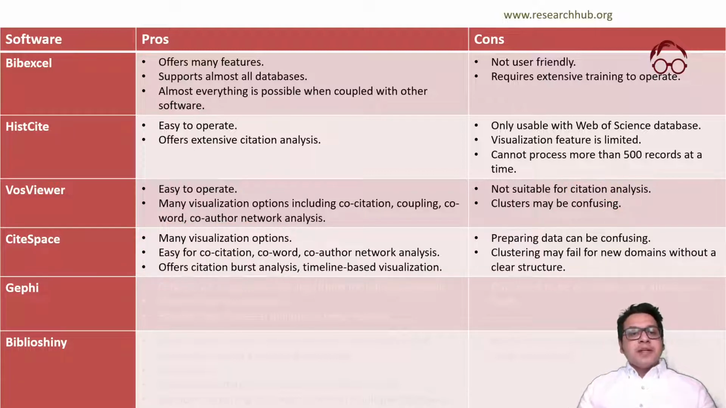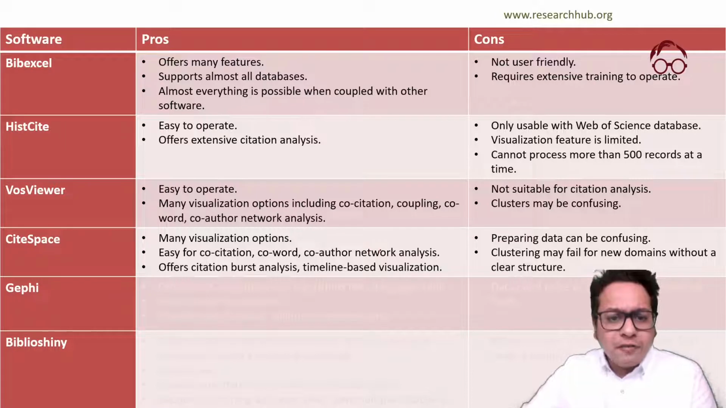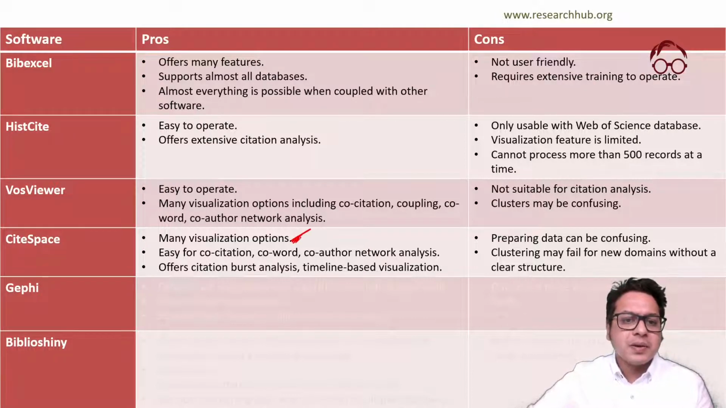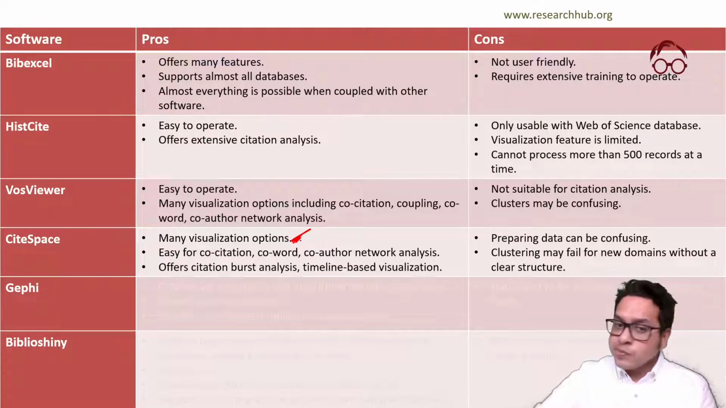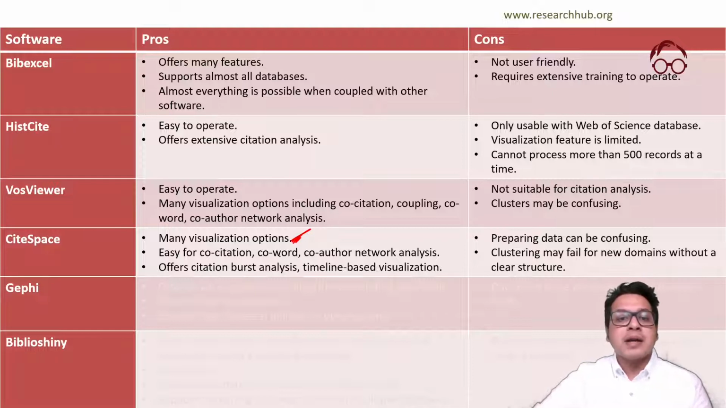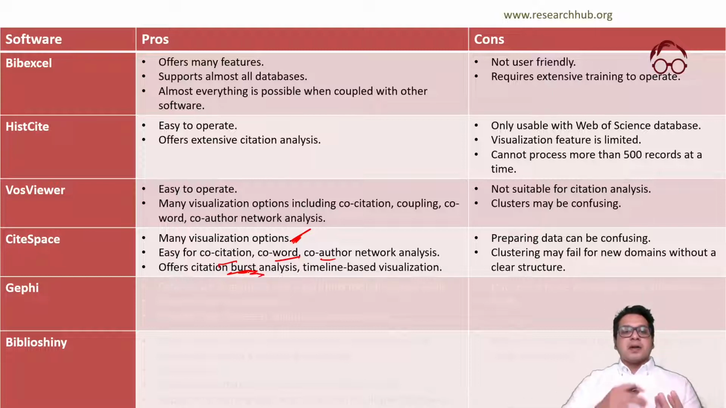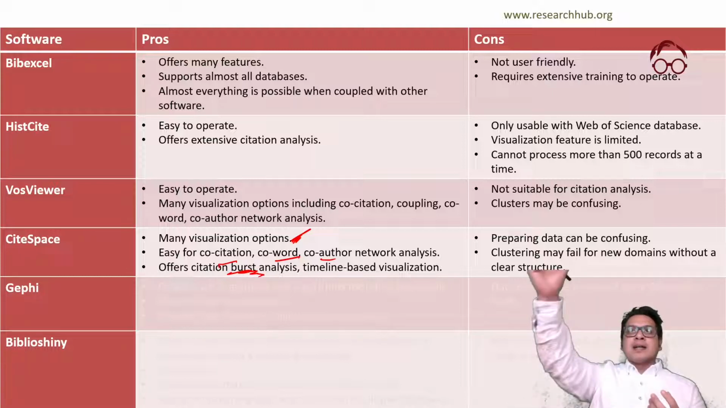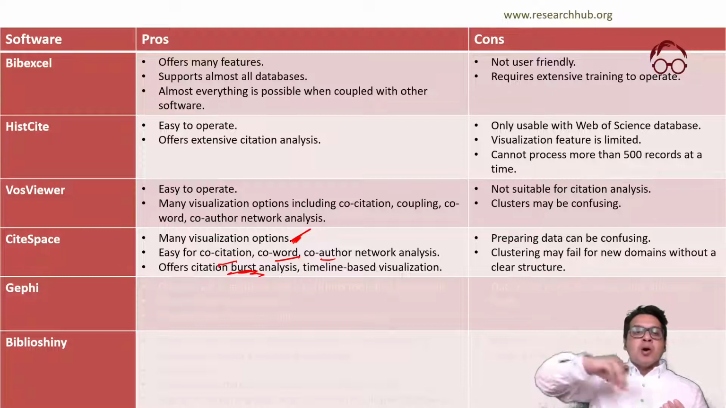Then for CiteSpace, it offers many visualization options. Maybe it's among the very user-friendly softwares, it's one of the very good ones. It offers what is normally offered by VOSviewer, co-citation, cohort, co-author, all these things. But it offers something called burst analysis, citation burst analysis. So which topics were getting more attention in different years over time.